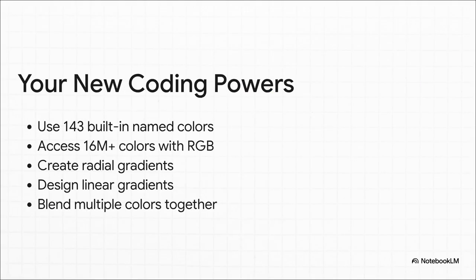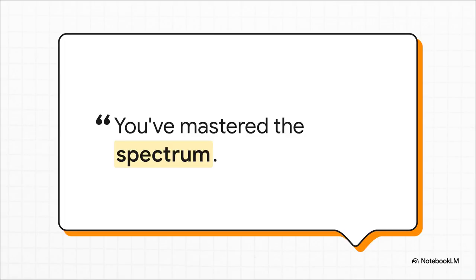So let's do a quick recap of the amazing creative powers you've just unlocked. You started with 143 named colors, then you leveled up to over 16 million with RGB, and then you mastered the art of blending them with both radial and linear gradients, even using a bunch of colors at once. And you know what? That's no exaggeration. You now have the fundamental tools that professional designers use every single day to create stunning visuals. You've really learned how to paint with code.